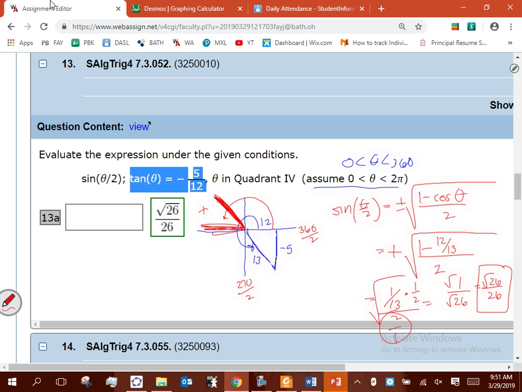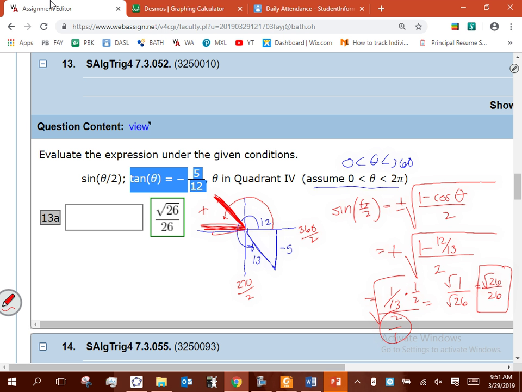Then if the angle they provided me was right at 270, then half that would be 135. If the angle is right at 360, half that is 180. So if I'm in between somewhere, then I have to be between 135 and 180 as my half angle. I think that's a key concept to understand.